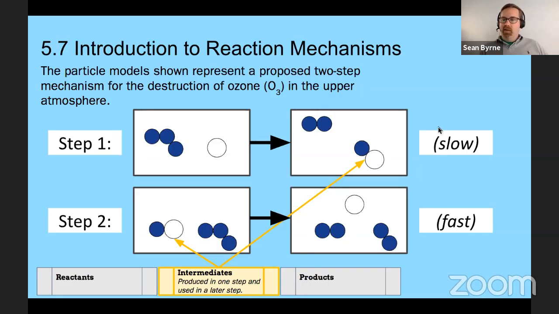Again, here we look at a slow step, this takes a little while to do, and then this is fast. So as soon as any of these are created, this is used up again. So it's what we call an intermediate.